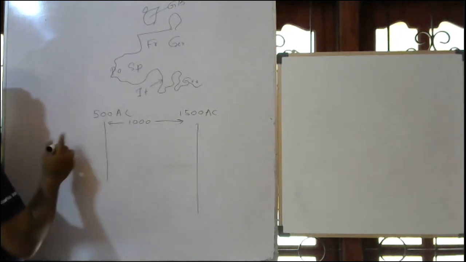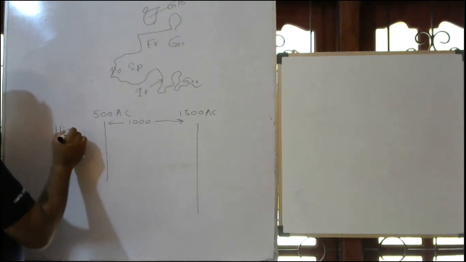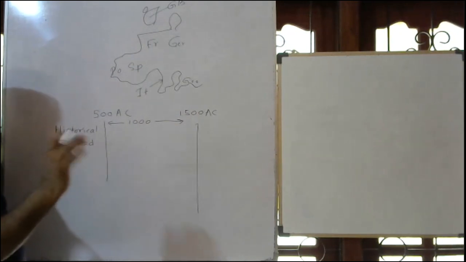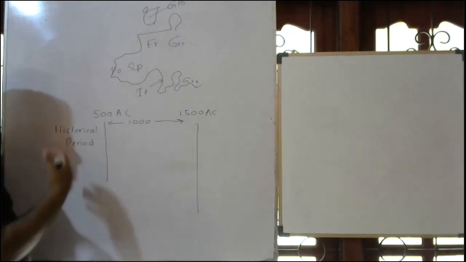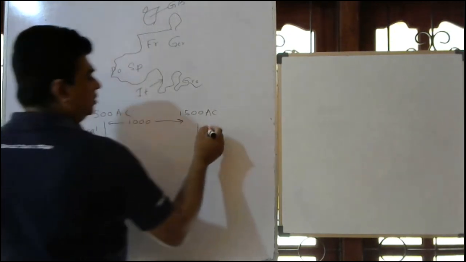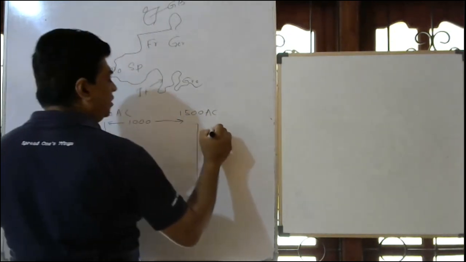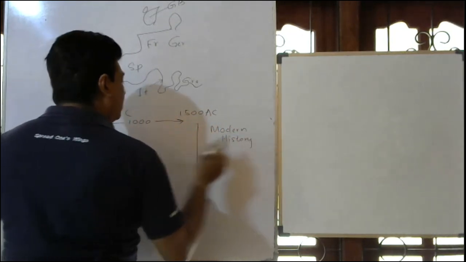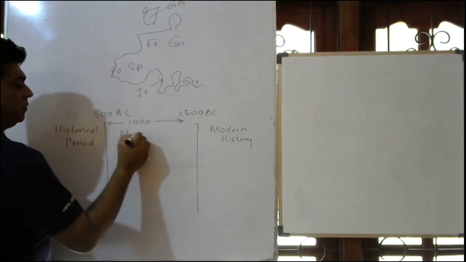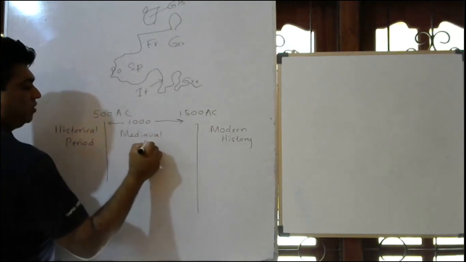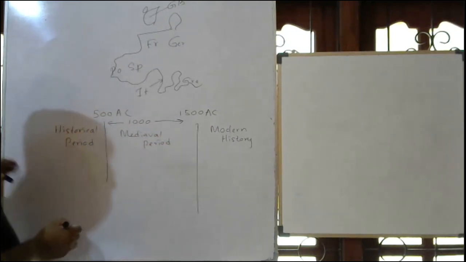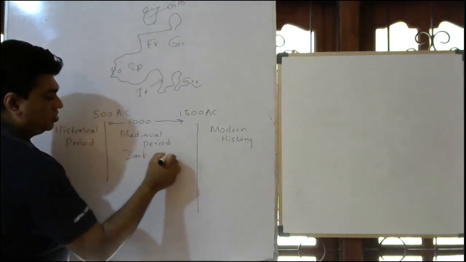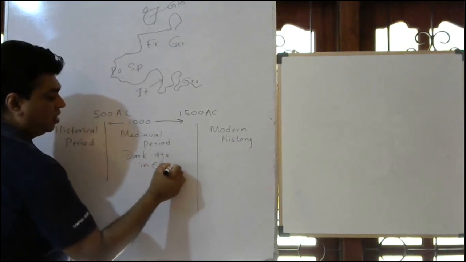Before 500 AC, we call it the historical period. This is a bit different from the time periods of Sri Lankan history. This is world history. And the time period after 1500 we normally call modern history. And these 1000 years we call the medieval period. Why do we call this the medieval period? There's a reason. We even call these 1000 years the dark age in Europe.